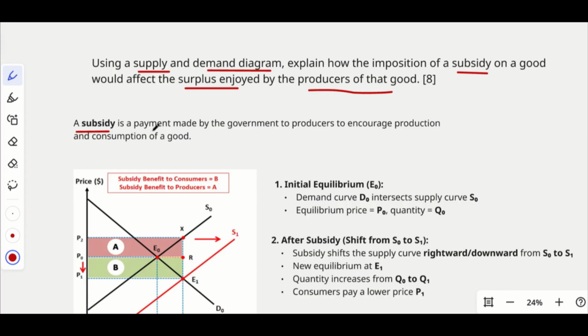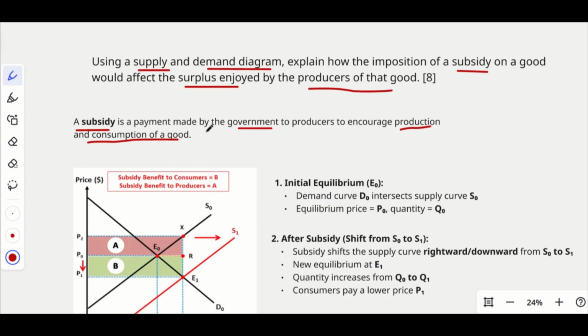Basically a subsidy is a payment made by the government to producers to encourage the production and the consumption of a good. Why do they have to pay the producers?